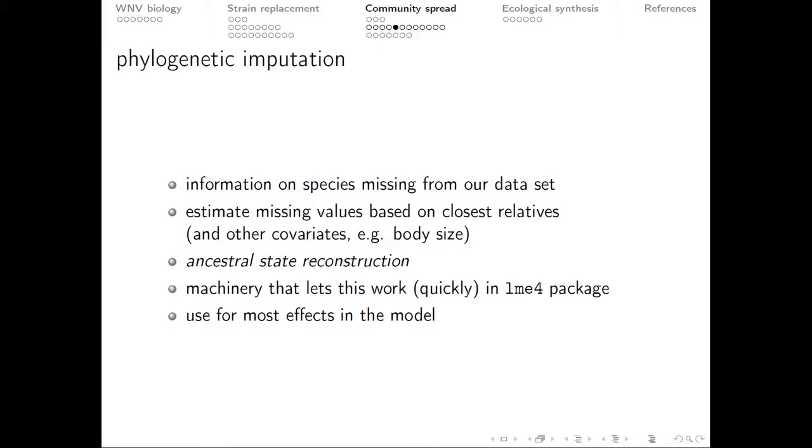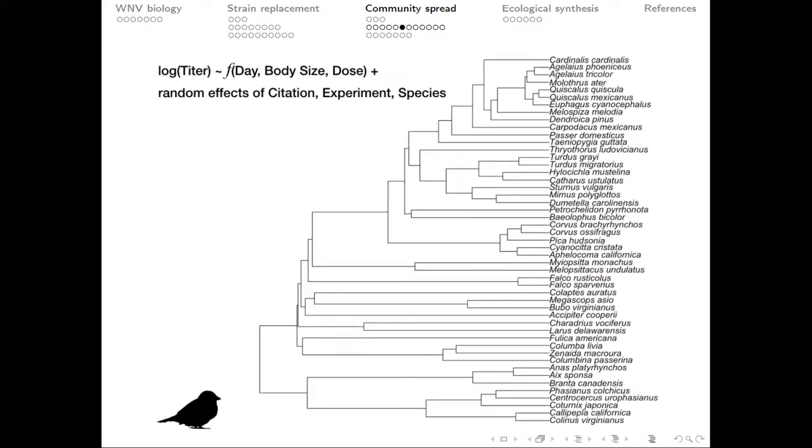We developed some new machinery that makes this work pretty quickly for 700 species and allows you to incorporate all those other pieces of body mass and other effects. So you can essentially put this in as another term in a regular mixed model that has all the other things you want. I'm just going to go over the idea here for a second. We're going to model the amount of virus in the bloodstream of a given species on a given day. That species has a given body size, and we gave it a particular dose.